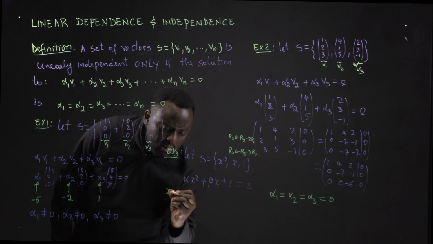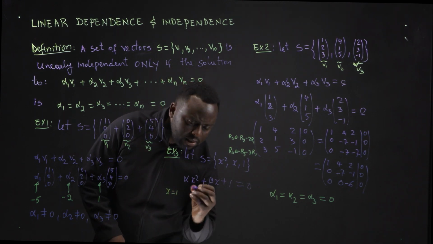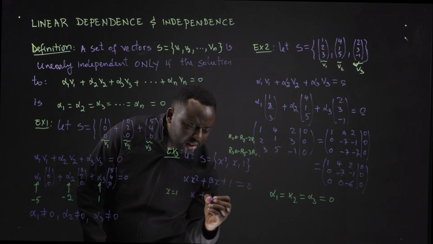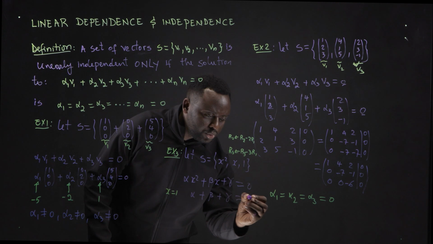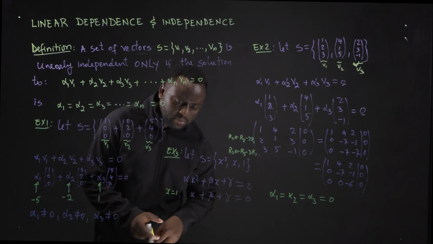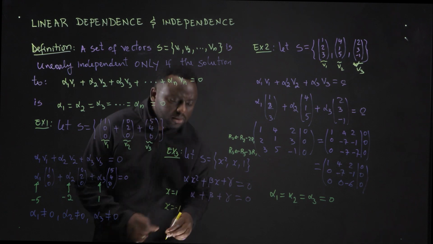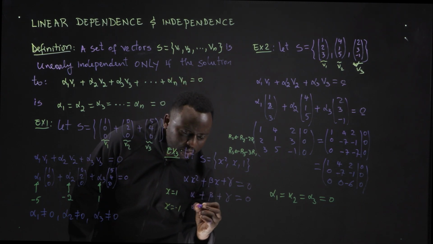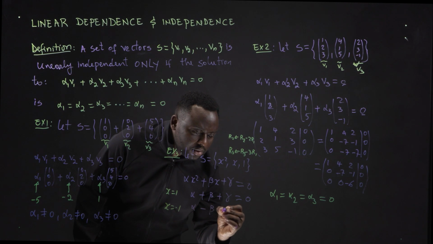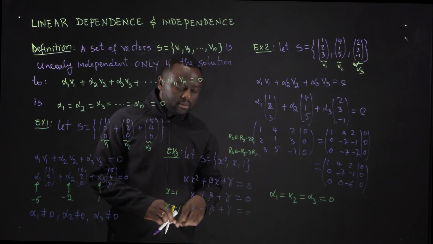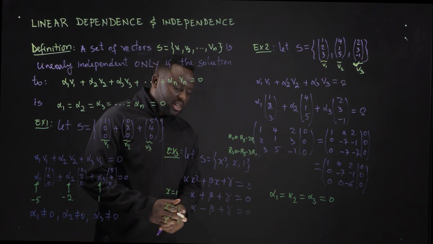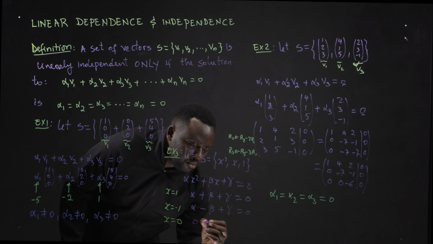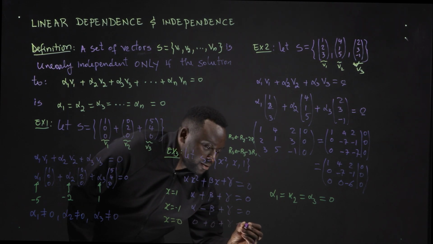If x is equal to 1, then this system becomes alpha plus beta plus gamma is equal to 0. Okay, we do the same when x is minus 1, then we have alpha minus beta plus gamma is equal to 0. And let's take the case of x equal to 0. In this case, you have 0 plus 0 plus gamma is equal to 0.